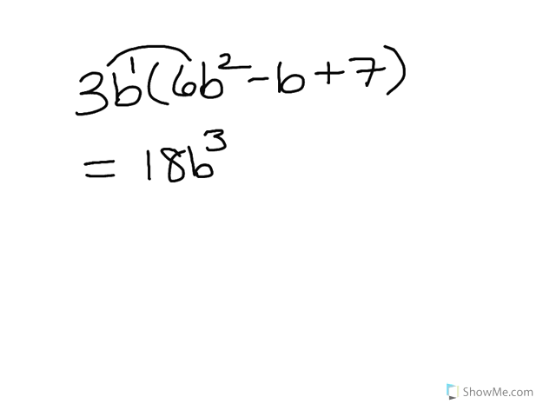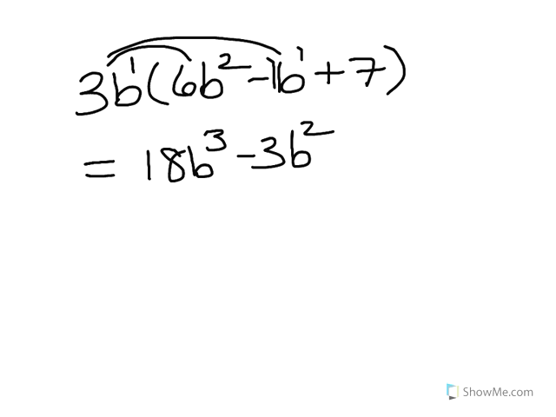Okay, what's 3b times negative b? Well, first of all, never forget that's actually negative 1b, and it's negative 1b to the first power. 3 times negative 1 is negative 3. B to the first times b to the first is b squared.